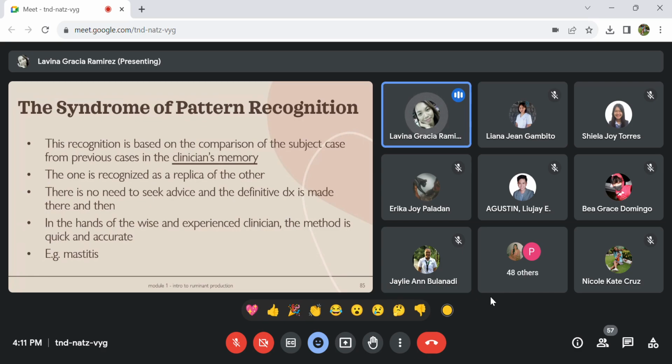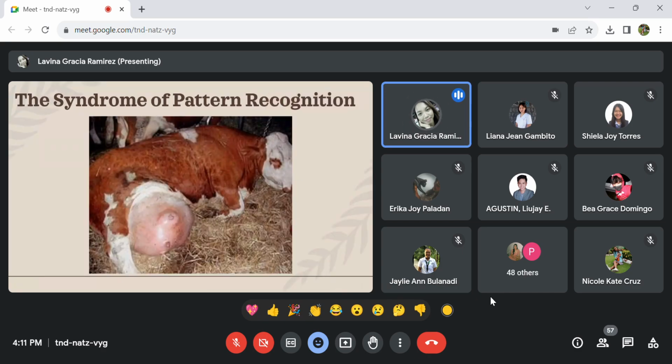So an example here is mastitis, just like this one. If you see something like this, definitely you can think of mastitis. So you're having an inflammation, and you consider the heat, the, ang tawag dito?